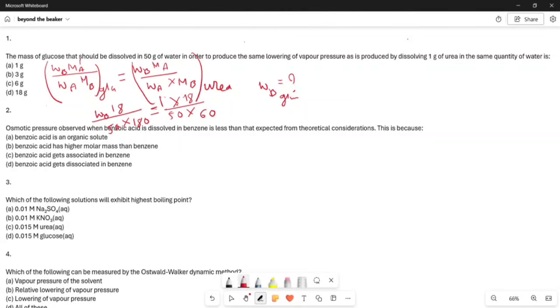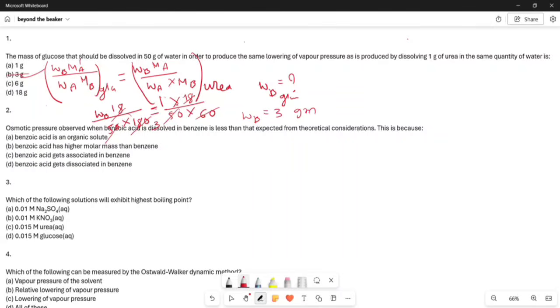See here, everything gets cancelled. 18 gets cancelled, 50 gets cancelled. So 180 by 60 is 3. Therefore WB is equal to 3 grams. So the answer is B. The correct answer for this question is 3 grams. Next, I move to second question.